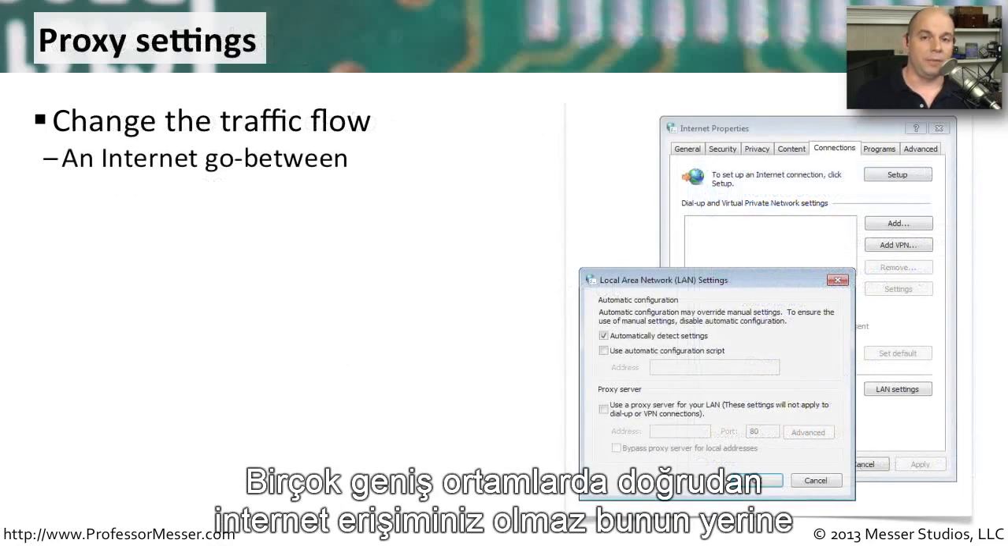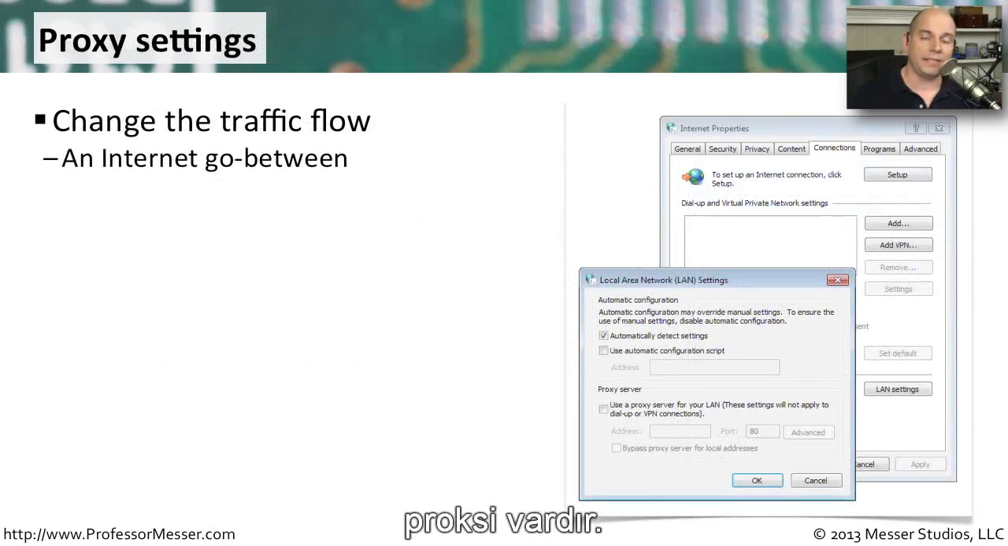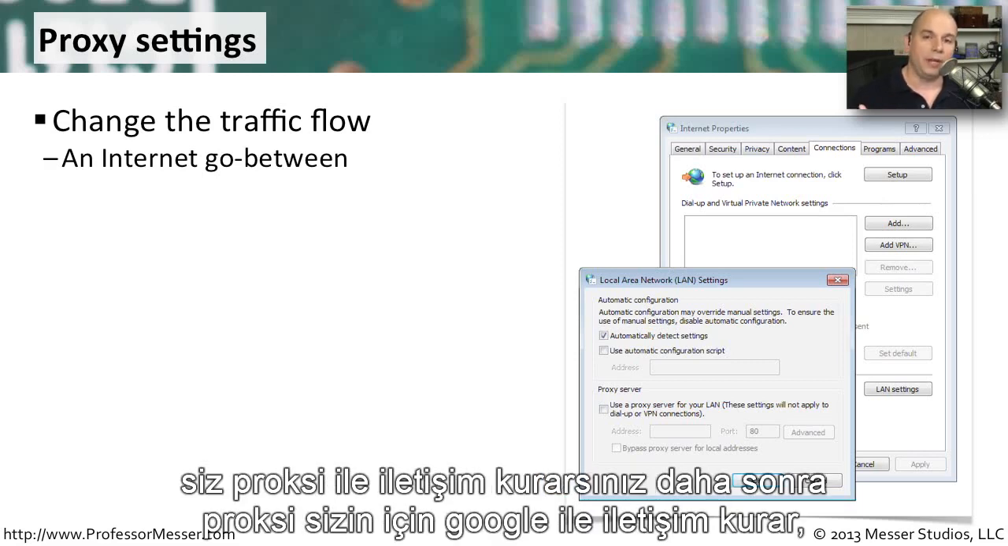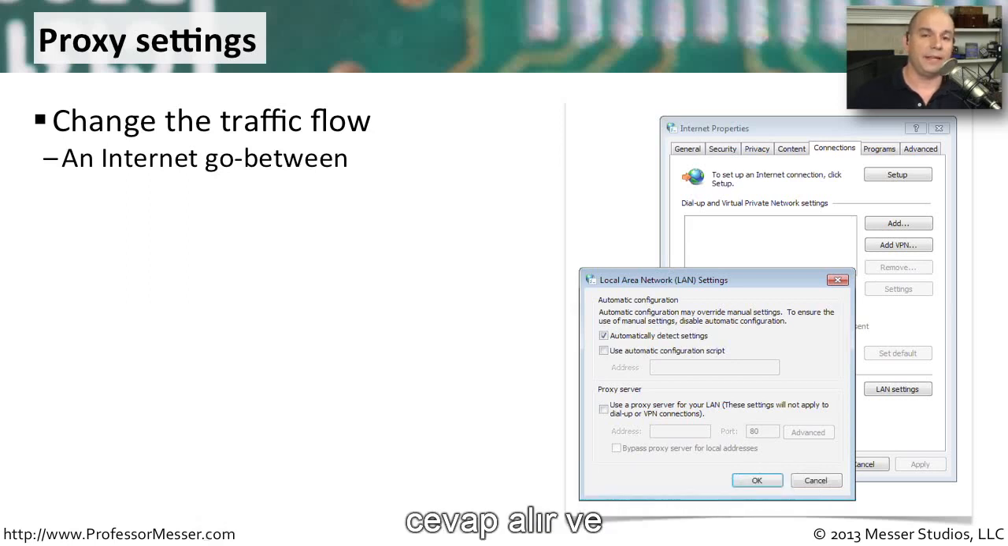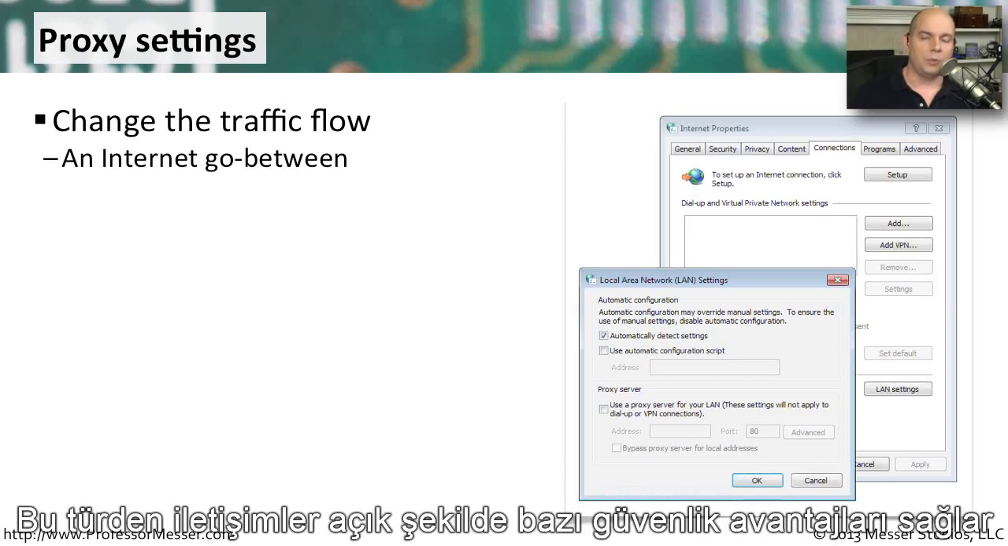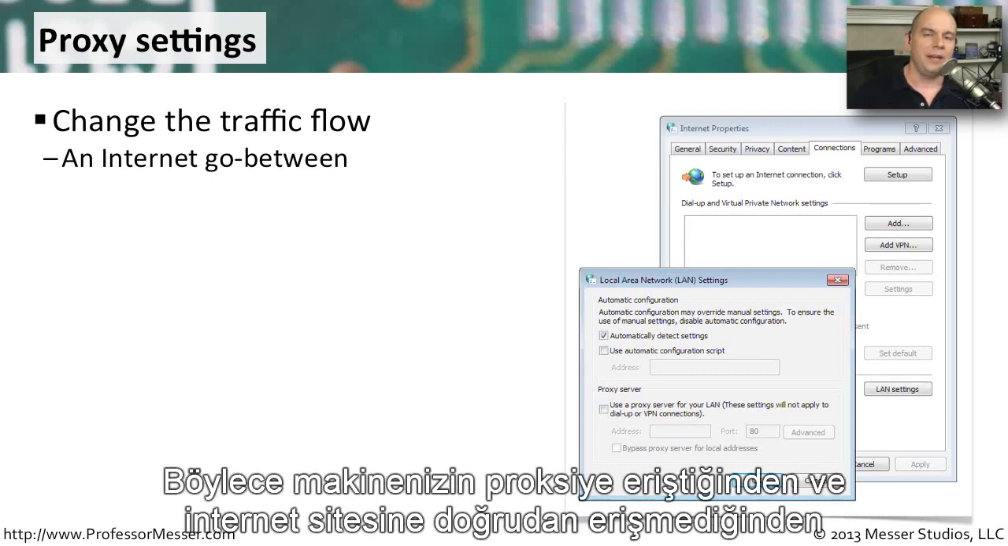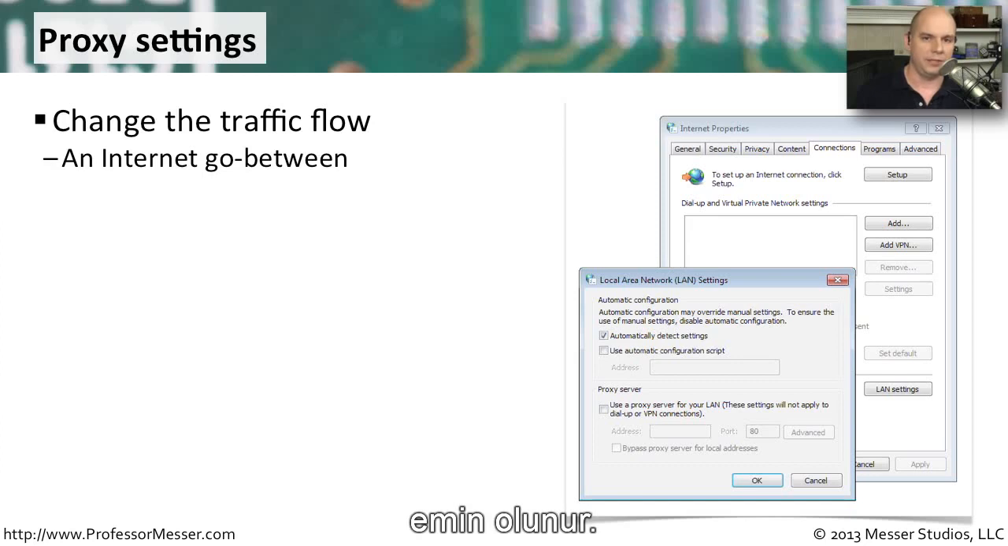In many large environments, you don't have direct access to the internet. Instead, there is a proxy that sits between you and the internet connections. When you want to communicate with Google, you actually communicate to a proxy. The proxy then communicates to Google, it receives the answer, and then it provides the answer back to you. This type of go-between obviously adds some security advantages. So it makes a lot of sense for some organizations to make sure that your machine accesses the proxy instead of accessing those websites directly.